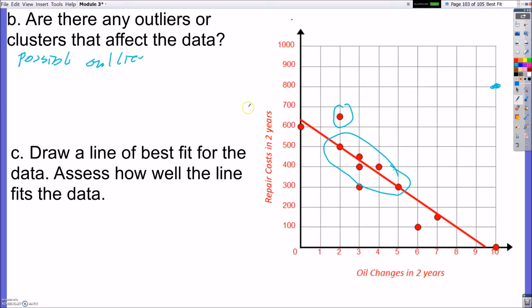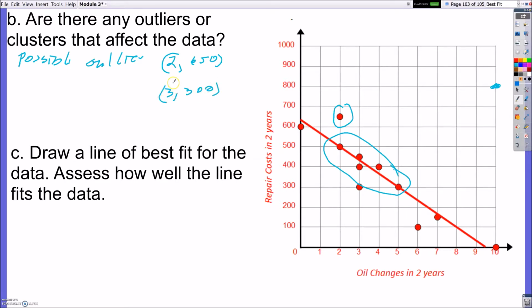A possible outlier is 2,650. Now, it's not a horrible outlier, but it does follow a general trend where it's not quite as close. And we could also say the same for this number right here, which is 3,300. So 3,300. These are possible outliers.